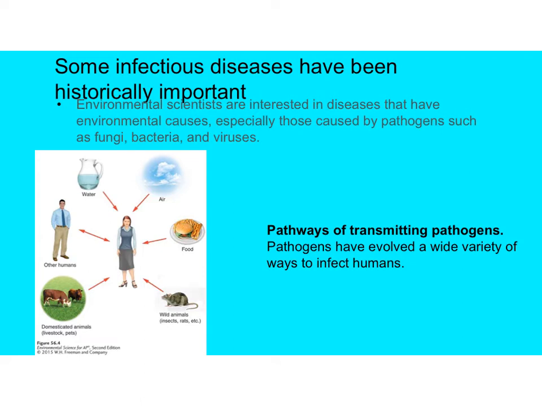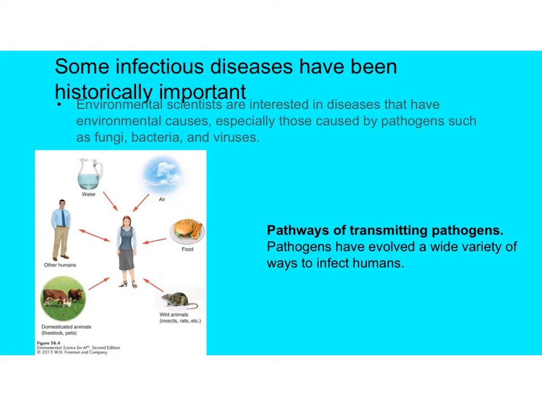Although diseases can have genetic causes, environmental scientists are generally interested in the diseases that have environmental causes specifically, especially those that are pathogens like fungus, bacteria, and viruses. These pathogens have evolved a wide range of pathways to infect humans, and they include transmission through food, water, and even other humans, and actually even other animals, as this figure that you're looking at here demonstrates.